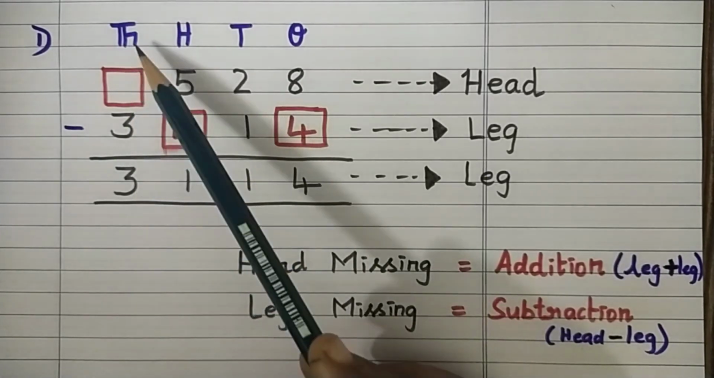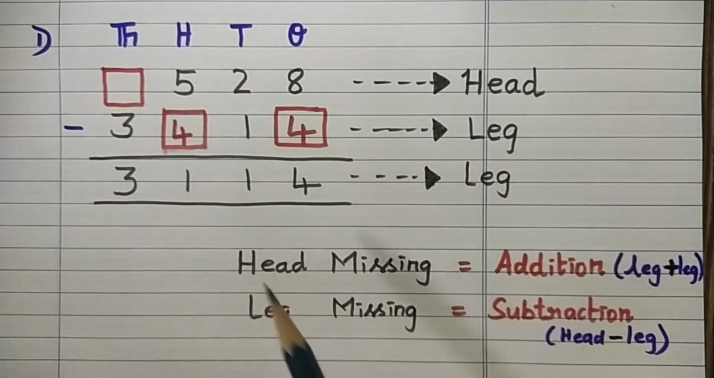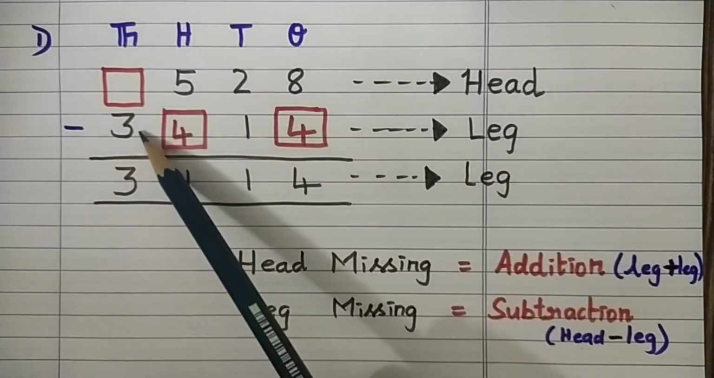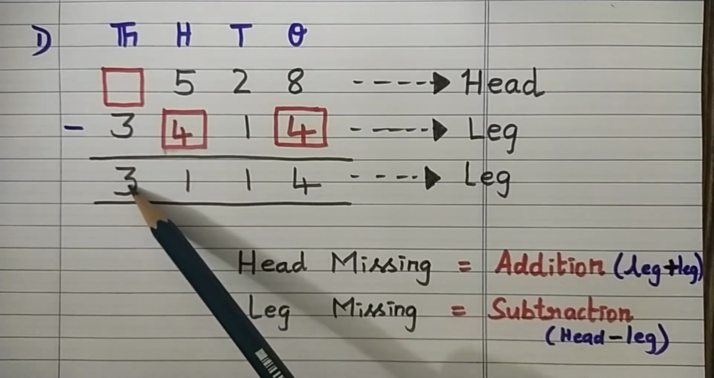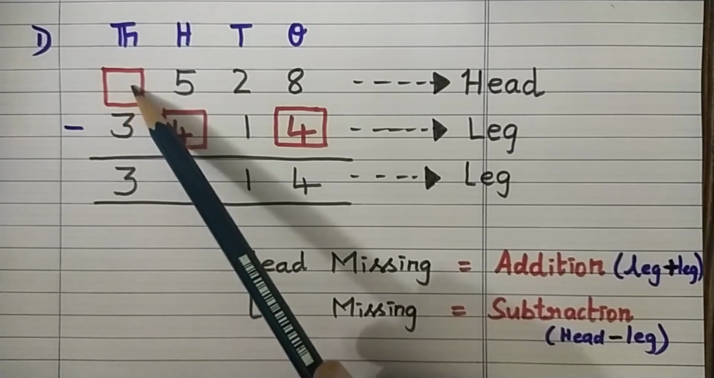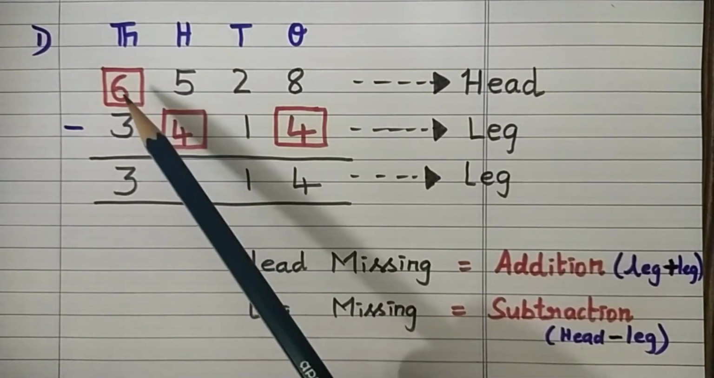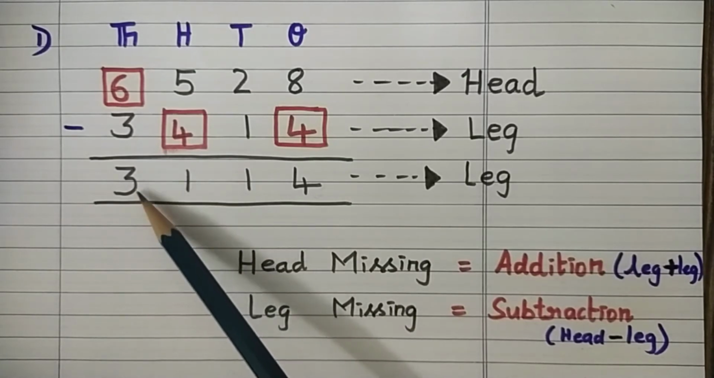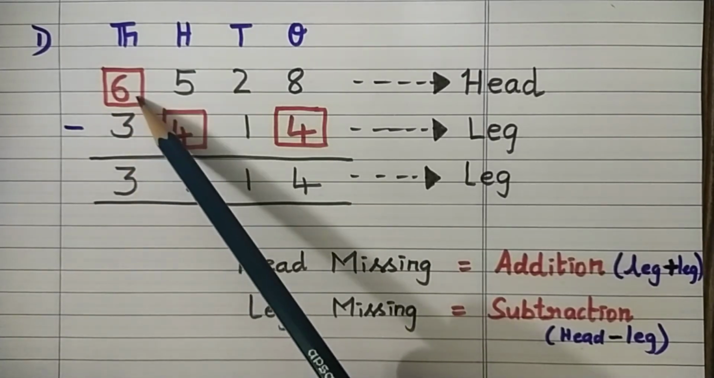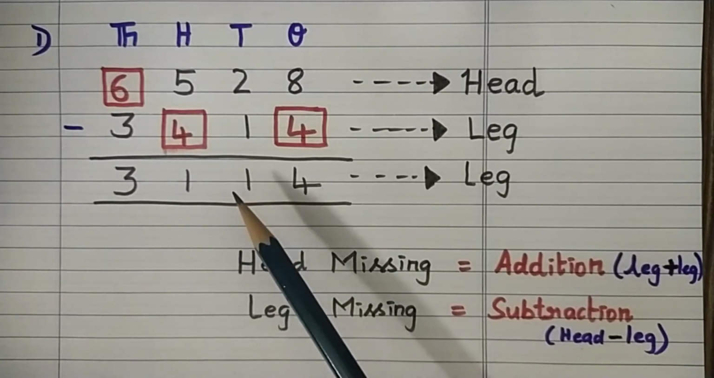Okay, coming to the thousands column. What is missing? The head is missing. If the head is missing, what do we need to do? We need to add the legs. 3 plus 3 gives what? 6. So write 6 here. Now we are going to check the thousands column. 6 minus 3 gives 3. So the missing one is correct. Did you understand, children? Is it easy?